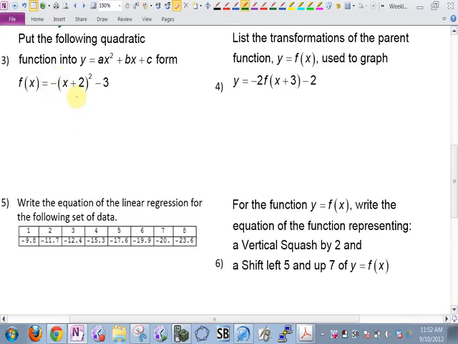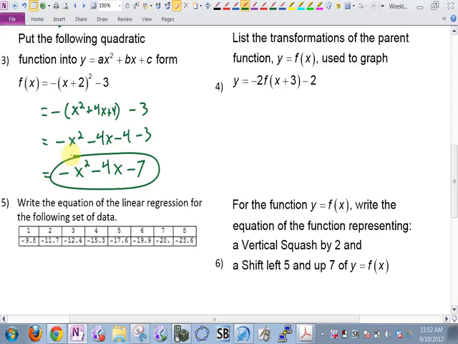Can I distribute it now? No. No, because if you distribute it now, you're going to square it. And is that negative supposed to be squared? No. So we have a negative, but it is still going to be in front of a set of parentheses. And that -3 is still outside of the parentheses. So x plus 2 squared, that is x squared plus 4x plus 4. So if we distribute the negative now, negative x squared minus 4x minus 4, the -4 and the -3 combine to a -7. So there is your standard form for that parabola.